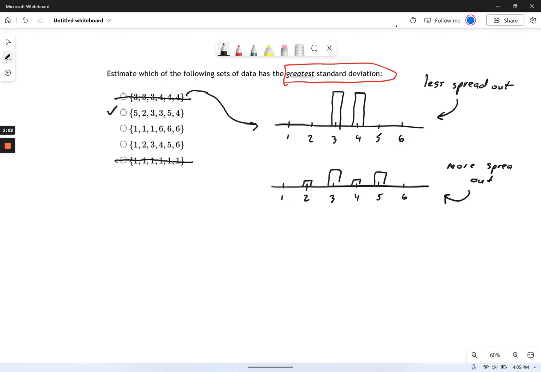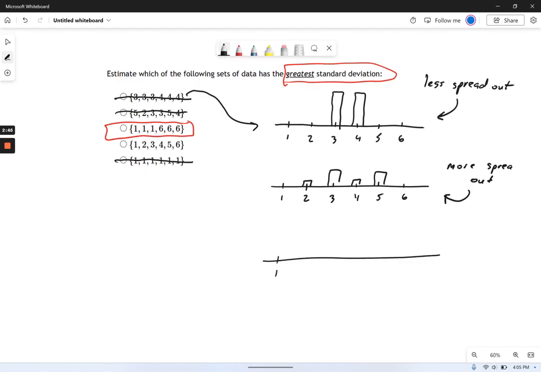This one's pretty spread out. 1, 2, 3, 4, 5, 6, right? It has all the numbers and only a little bit of each one. So I would say number 2 is ruled out. But the one with the most variation is this. And if you think about plotting that, you'll see why.